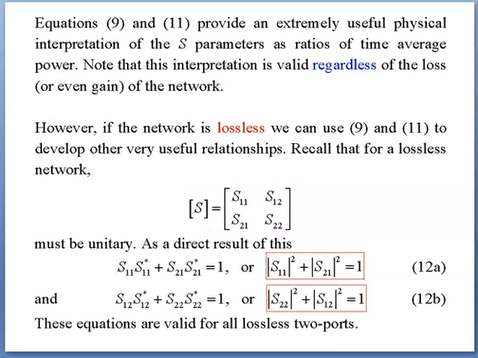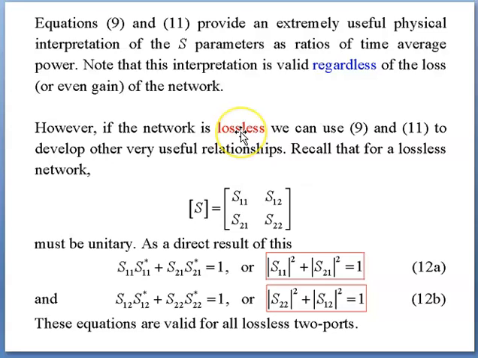So this equation, the S21 squared and also S11 squared, provide an extremely useful physical interpretation of the S parameters as ratios of time average power. Note that this interpretation is valid regardless of the loss or even gain of the network.